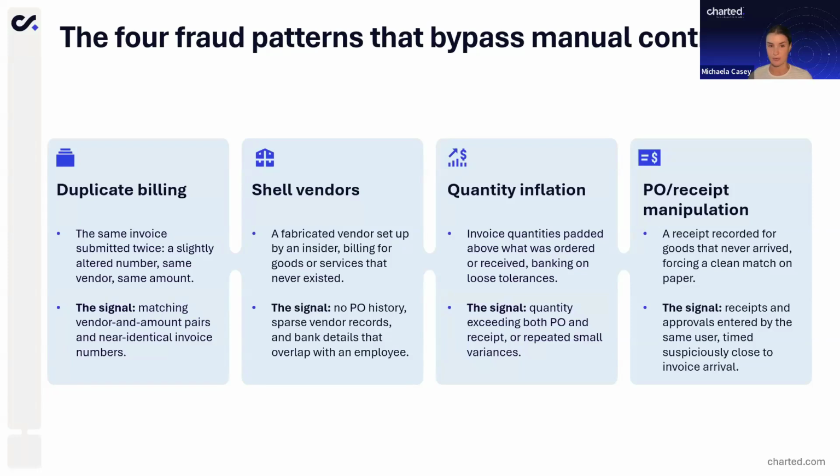So the signal we look for here is receipts and approvals entered by the same person. Sometimes those will be timed suspiciously close to invoice arrival, and this is why segregation of duties matters, which we allow for with certain permission-based logic within some of our functionality, specifically three-way match, and the real-time audit trail that appears on transactions where variances are detected.